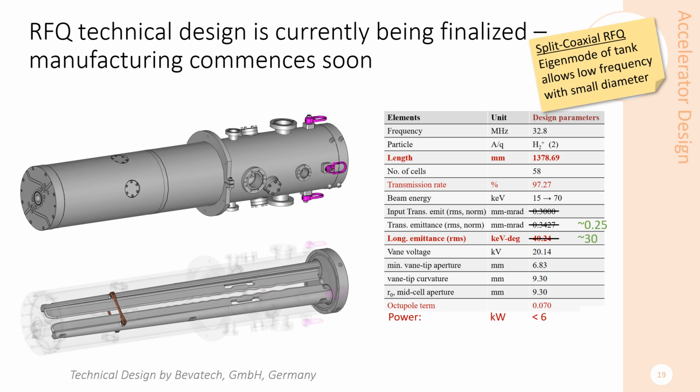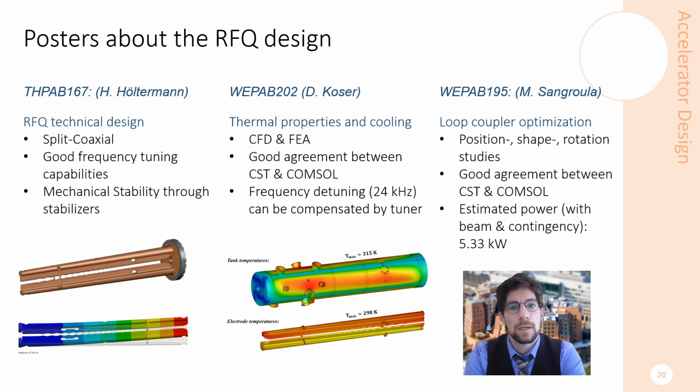I should point out that in our optimization process, we have actually reached better admittances by now. These are the baseline values, but the latest are actually about 30 kV degrees longitudinal and 0.25 millimeter milliradians transverse. This was done using machine learning, and there will be another poster on this pointed out later on. These are the posters pertaining to the RFQ design.